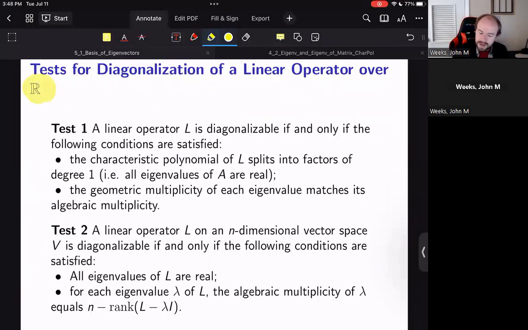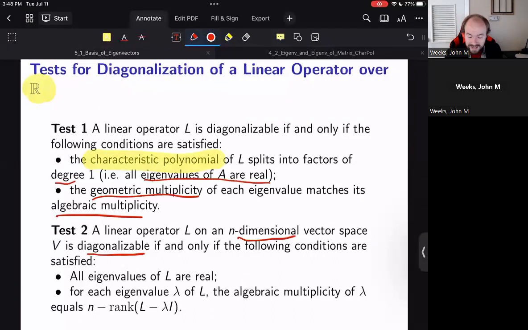This first one shouldn't be too much of a stretch from what we were just discussing. The characteristic polynomial, which works nicely if we're working with a finite dimensional vector space, splits into factors of degree 1. That is, all eigenvalues of A are real, and the geometric multiplicity and the algebraic multiplicity are the same. And then a linear operator L on an n-dimensional vector space V is diagonalizable if and only if the following conditions are satisfied. All eigenvalues of L are real. That's the first point again. And we're going to see this again, but this time with the second point.